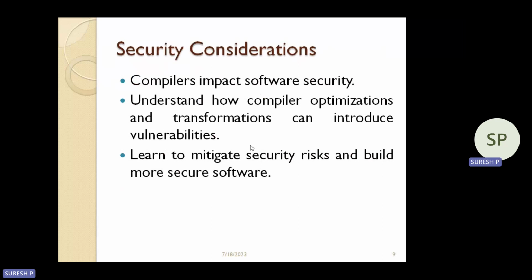So basically, when you are designing compilers, it impacts software security. How? Next comes the question, how is it going to impact software security? If you are designing compilers, there is going to be more openness. That means if you know what is happening inside and how the compilation is going to take place, it becomes easier to understand how compiler optimizations and transformations can be introduced. So if you know how optimization and transformation can be done, it becomes easier to introduce vulnerabilities.